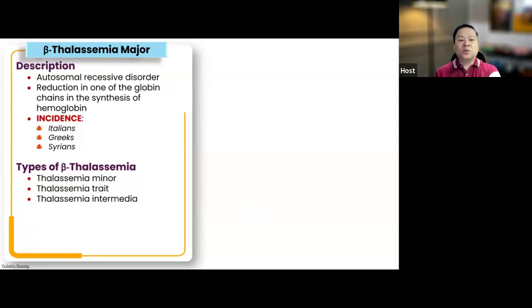Now moving into the thalassemia major, which we will be talking about more in this discussion. This is a type wherein this can lead into a much more severe form of anemia, which will require mostly transfusion in order to support life. And so this is what we also call the Cooley's anemia. So again, the beta thalassemia major is also referred to as the Cooley's anemia.